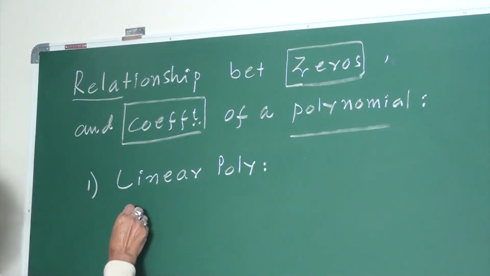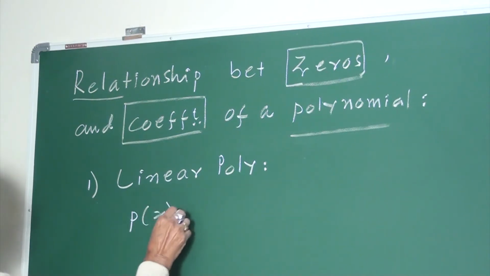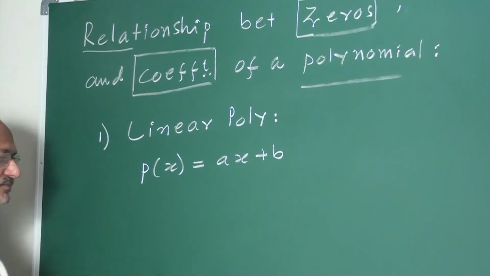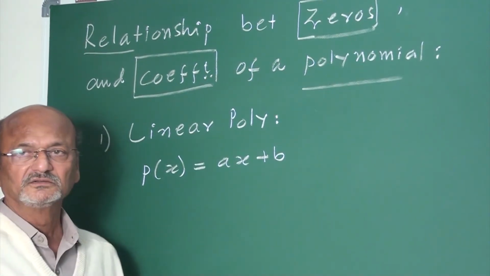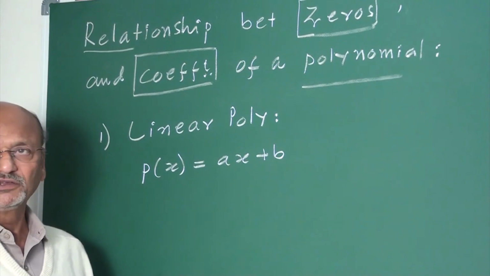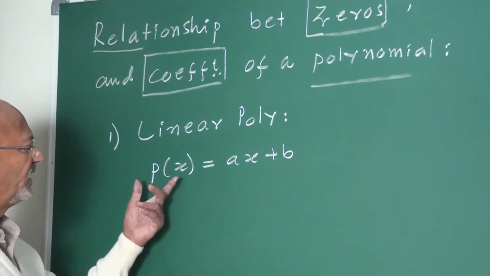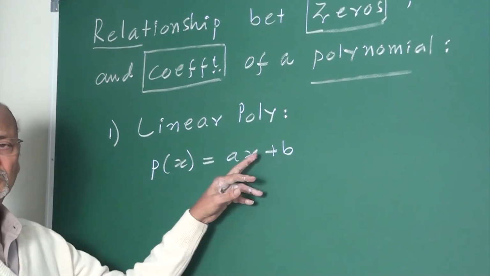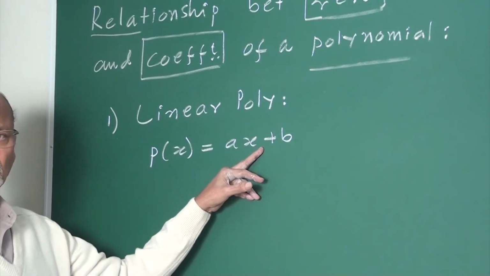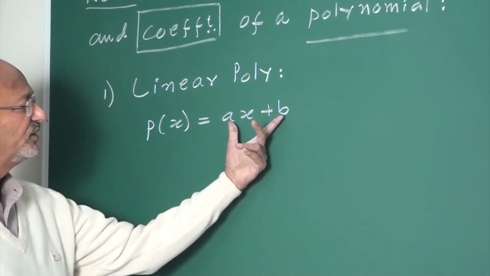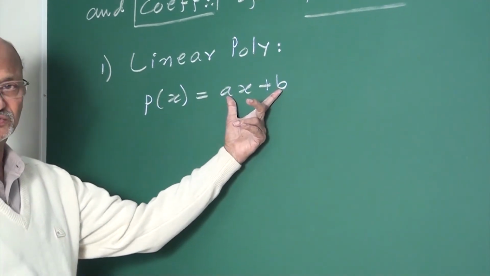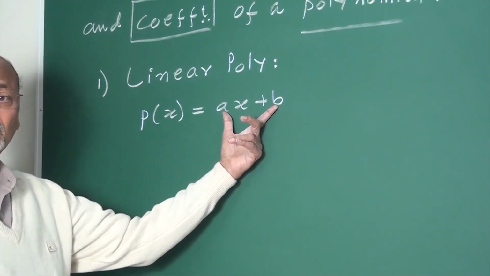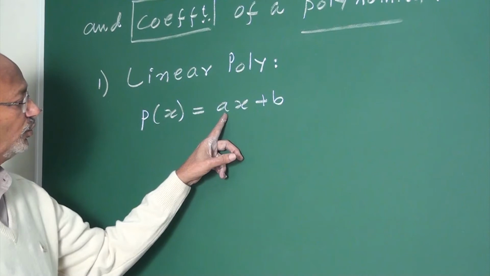What is it, my friend? P(x) equal to ax plus b. How to find the zero? Already we have done everything. For finding, P(x) is 0, ax plus b is 0, the value of x is the zero of the polynomial. But what about a and b? These are the coefficients. a and b are called coefficients in the case of a linear polynomial.